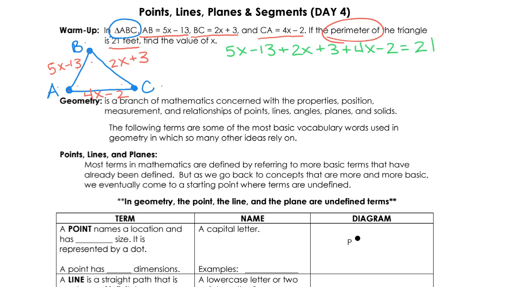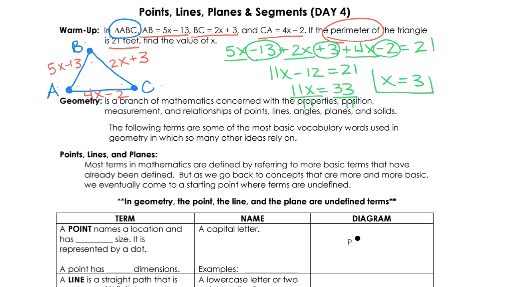Once we have it written down, we're going to go ahead and combine our like terms. That ends up being 11x. And that ends up being negative 12 equal to 21. We're going to go ahead and add 12, and we end up with 11x equal to 33. Then we're going to divide each side by 11, and x comes out to equal 3. And that's what the question wanted. They wanted to know the value of x. And so we went ahead and found that.